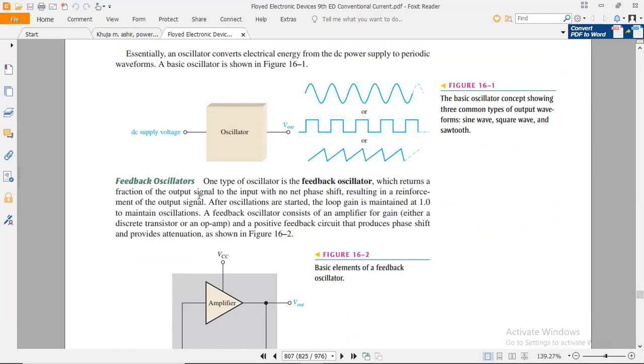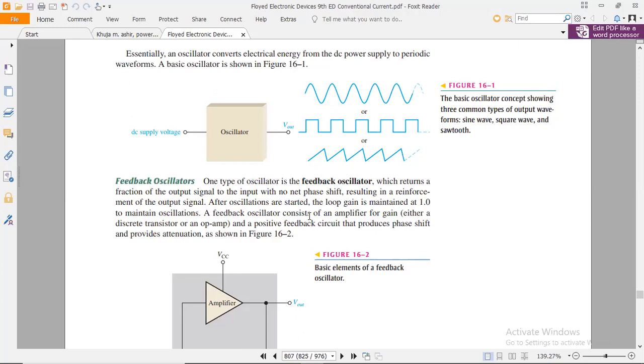So one type of oscillator is the feedback oscillator, which returns a fraction of the output signal to the input with no net phase shift, resulting in a reinforcement of the output signal after the oscillations are started. The loop gain is maintained at 1.0 to maintain the oscillations.